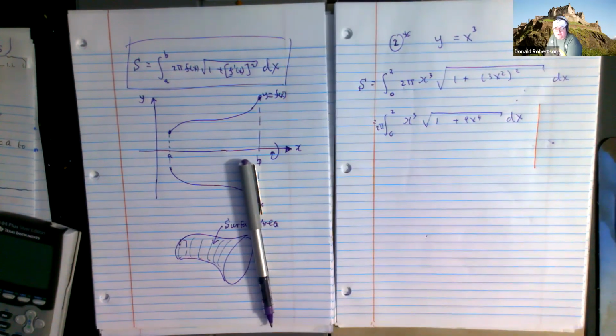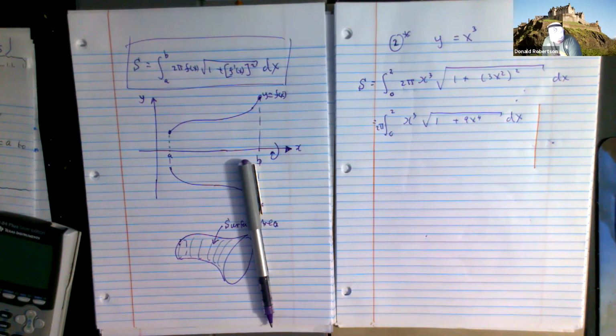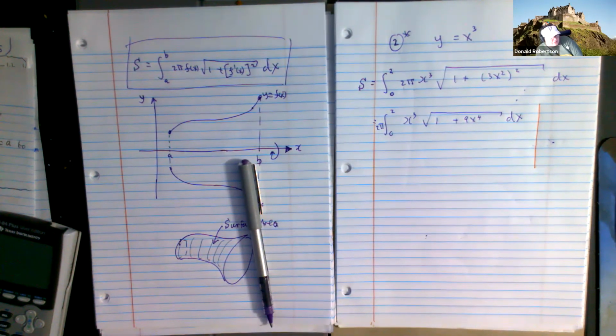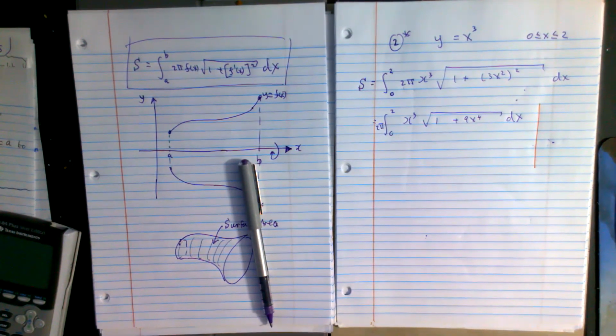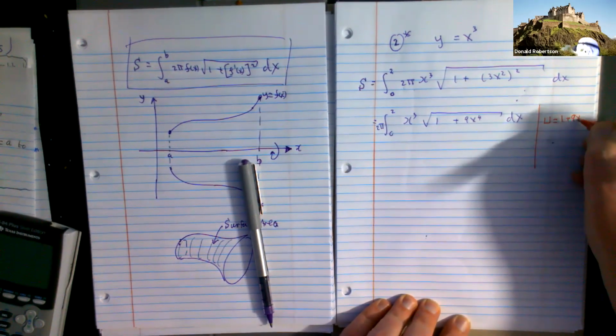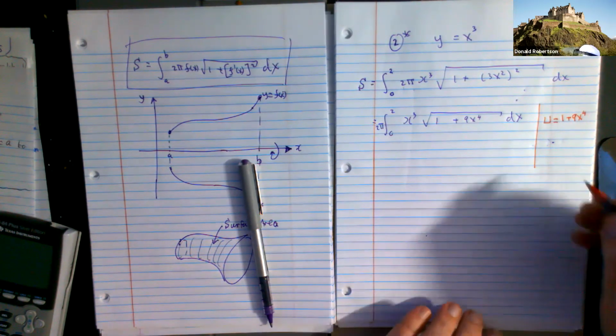How am I going to integrate this? What technique shall I use? What method shall I use to integrate this? U sub. Nailed it. Would it be pretty obvious that the U sub is everything inside the square root? Do you agree? Well, let's see what that looks like then.